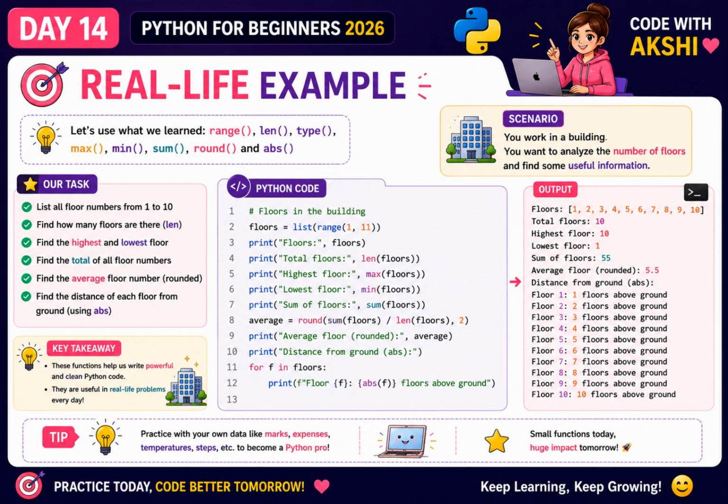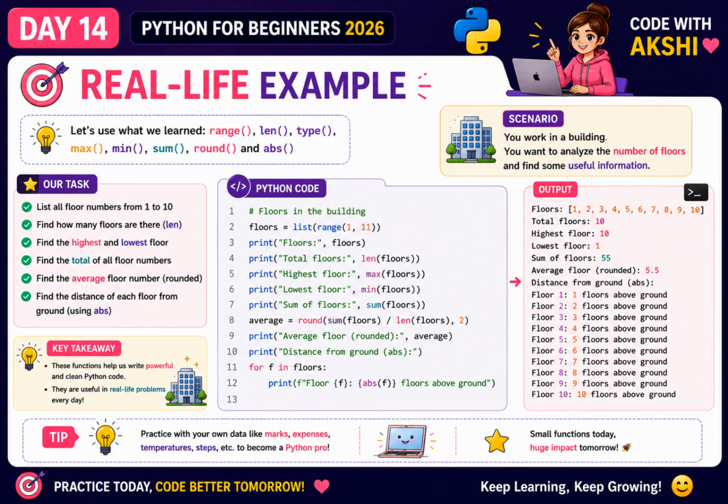Let's use all the functions we have learned in one real life example. So, imagine you're working in a building with 10 floors. So first we use range to generate the floor numbers and then len tells us how many floors there are. Next is max, it finds the highest floor. Min finds the lowest floor. And sum calculates the total of all the floor numbers.